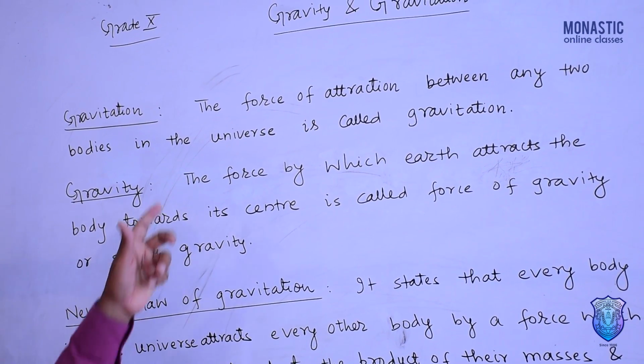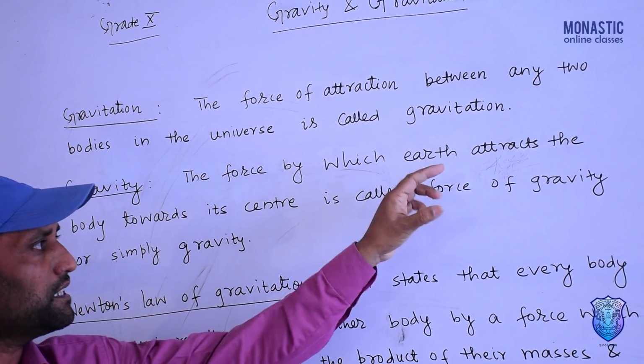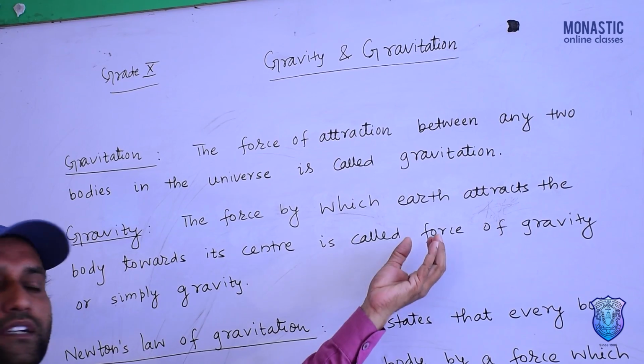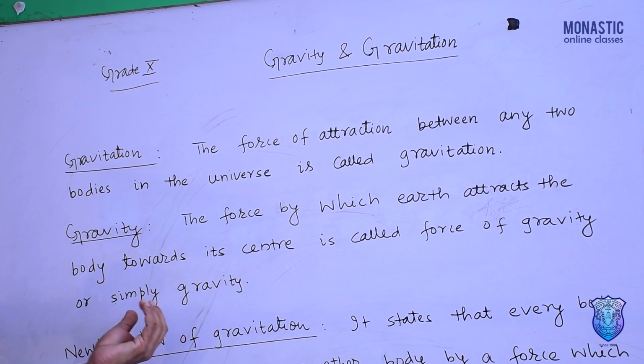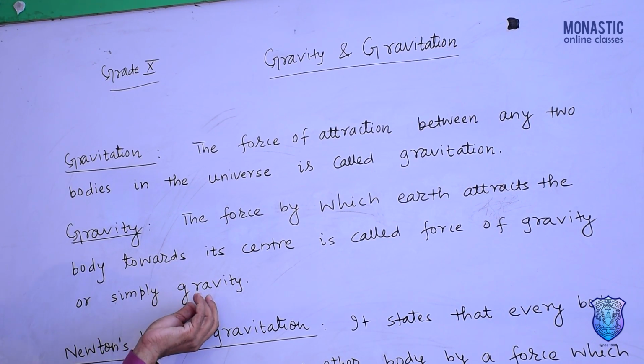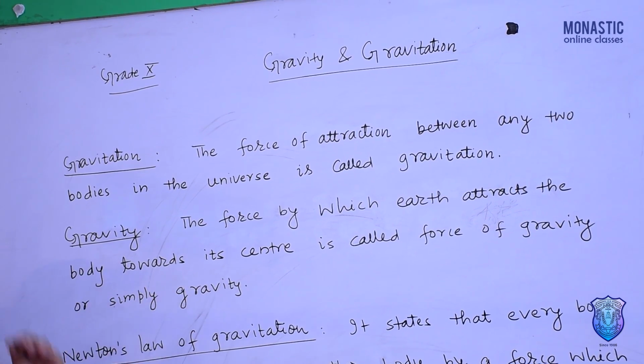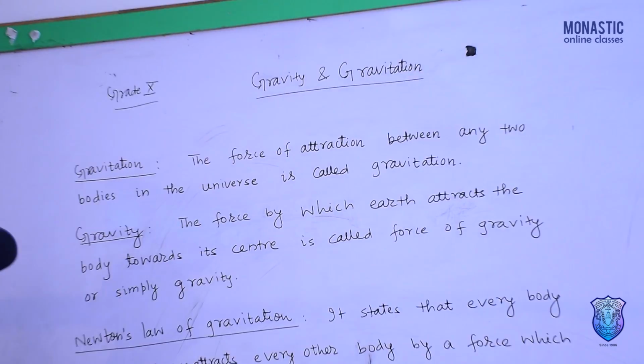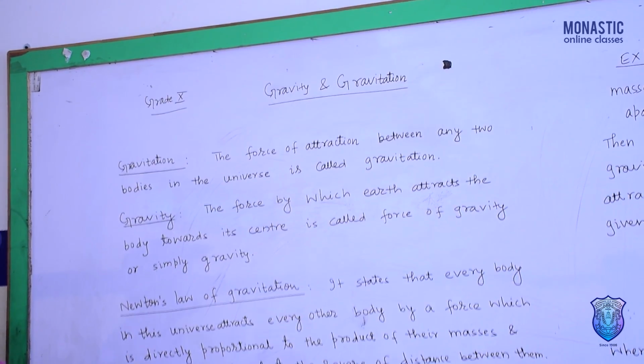So what we can write: the force by which Earth attracts the body towards its center is called force of gravity, or simply we can say it is gravity. Force of gravity or simply gravity. This is the gravity of the Earth. We are on the Earth, so we discuss the gravity of the Earth. Gravity means related to the Earth.